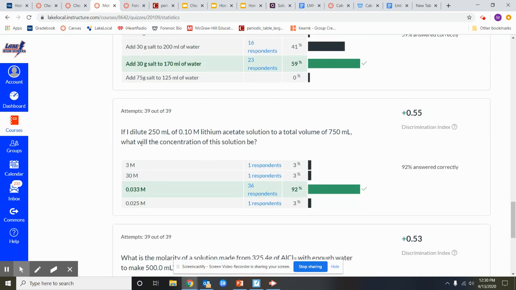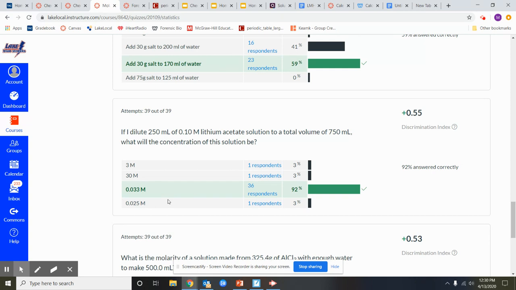If I dilute 250 mils of a 0.1 molar solution, I have a final volume. So this is just a dilution equation. So again, M1V1 equals M2V2. I know that I have an initial volume and I have an initial concentration, which is 0.1 molarity. And it's telling me that I'm diluting it to 750 mils. So there's my V2. So I have my initial volume, I have my final volume, I have my initial molarity, and I have to solve for my final molarity. So again, this is just plugging in your equation. Most people did this beautifully.